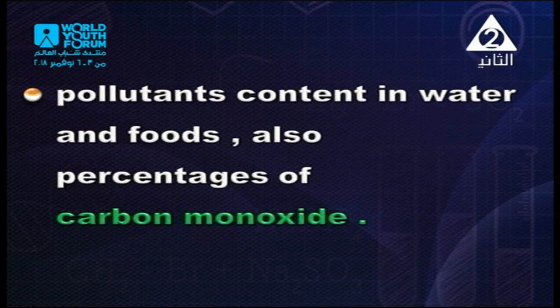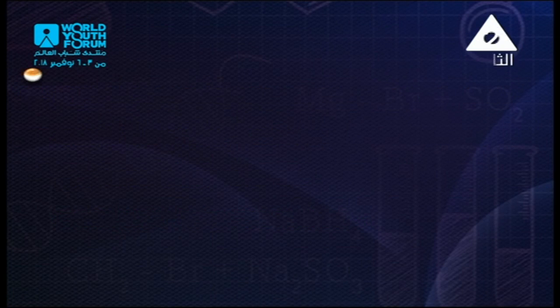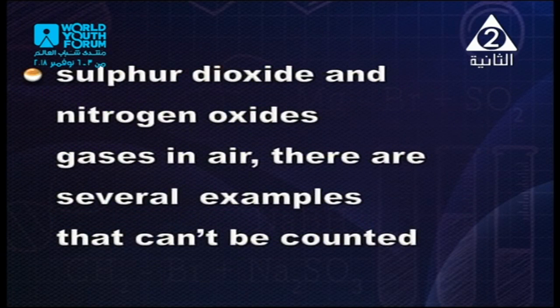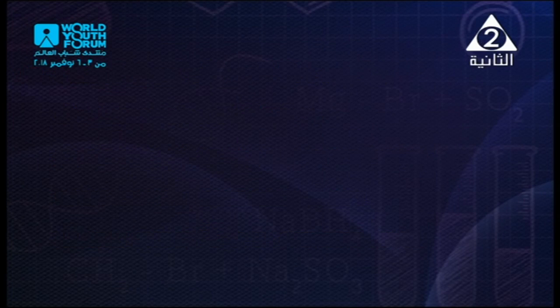Also, the percentage of carbon monoxide. It's high, it's low, in between, normal ratio, all of that. You must know it by chemical analysis. Without that, you can't find a good life. You must know sulfur dioxide. It's an important pollutant in the environment. Not only this, we have nitrogen oxide gases in air. There are several examples that can't be counted.